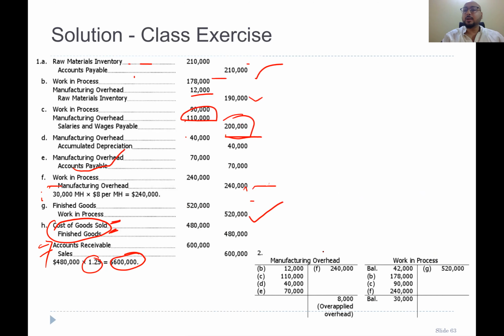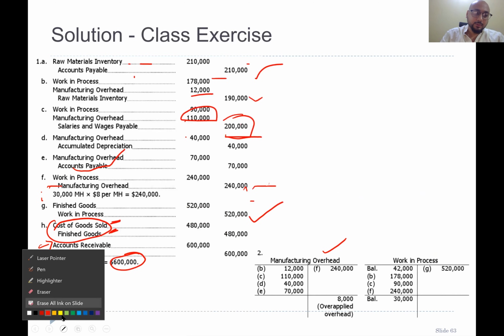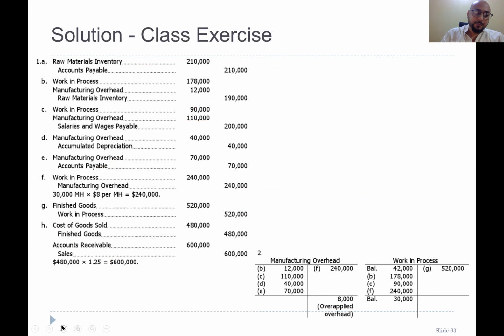So how do we make the T accounts? You see manufacturing overhead. If you want to make the manufacturing overhead account, just identify the manufacturing overhead account entries. So first of all, manufacturing overhead here, which is 12,000. It is debited, so 12,000 here. Then here, 110 debited. Debited means left hand side. So this side is called debit. This side is called credit, right?